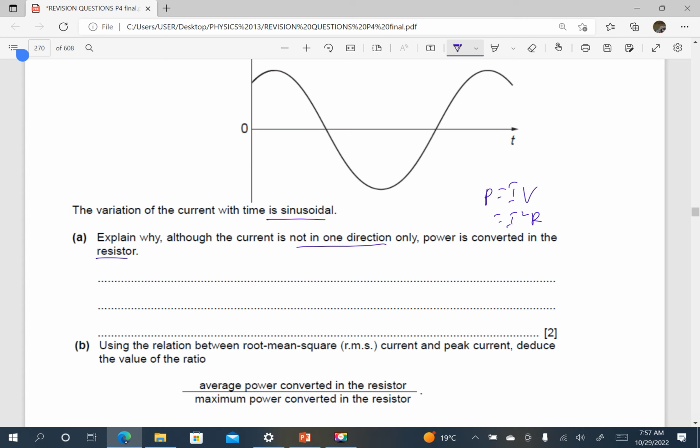So we can say the power or heating in the resistor depends on I squared. So it is independent of the direction of current.